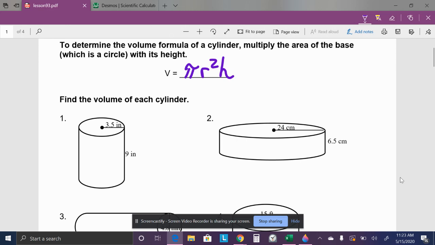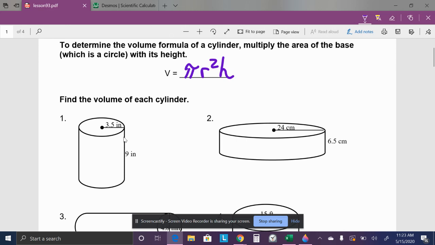So to determine the volume of a cylinder, you multiply the area of the base, which is the circle, so the area of the base here, which is pi r squared, multiplied by the height. So it's pi r squared h, where r, this is r, the radius, is half of the diameter. So it goes from the center of the circle all the way to the edge of the circle. All right. Now, when we're doing these problems, you're basically just plugging into the formula and making sure we plug in the right numbers.